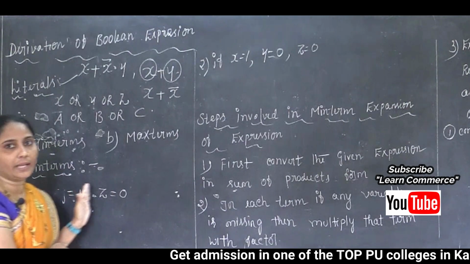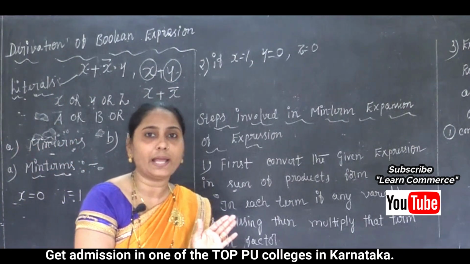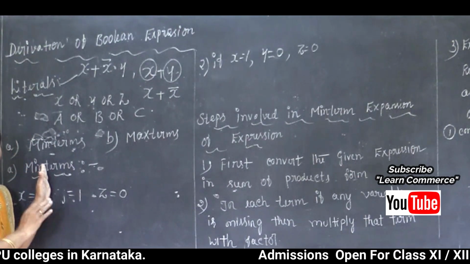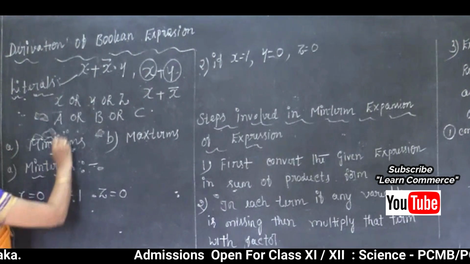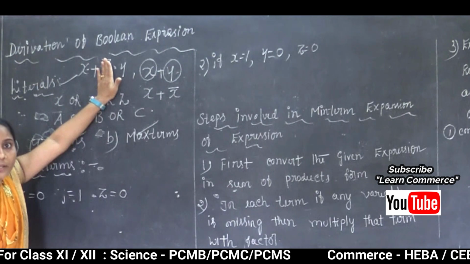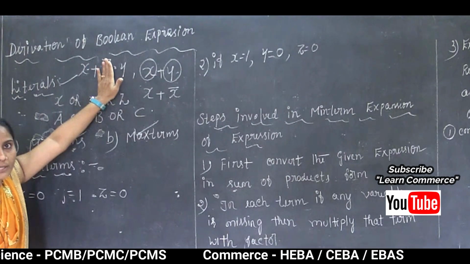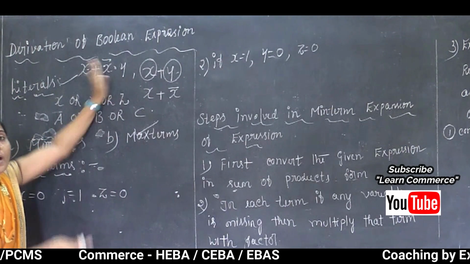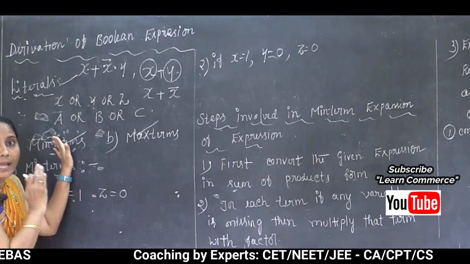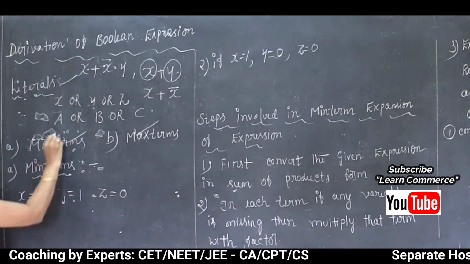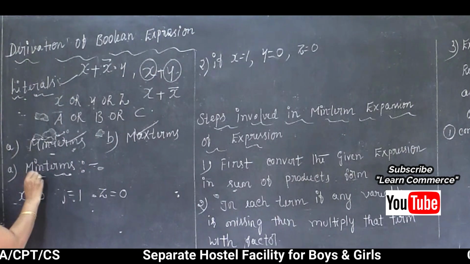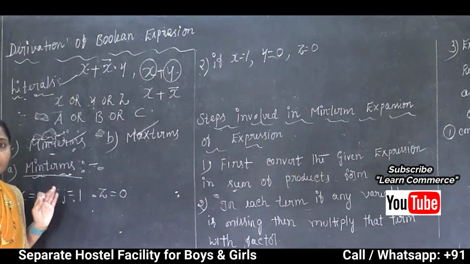Now before starting the derivation of Boolean expression, first we will talk about two very important terms. The terms are the minterm and the maxterm. Before starting how to complete and how to simplify the Boolean expression, first of all we are going to complete the explanation of these very important terms. The first one is the minterm and the second term is called the maxterm. First of all I am going to select the minterm.